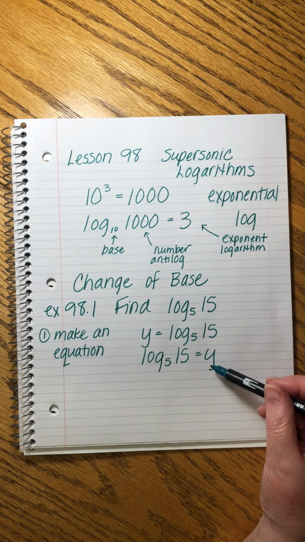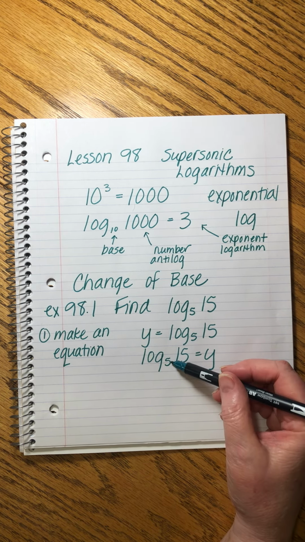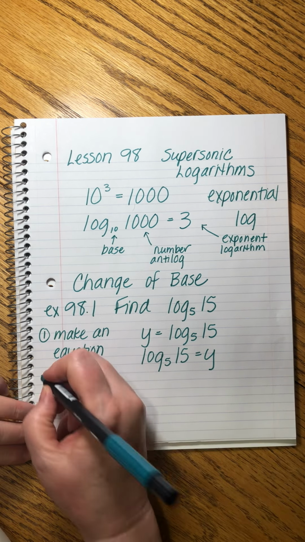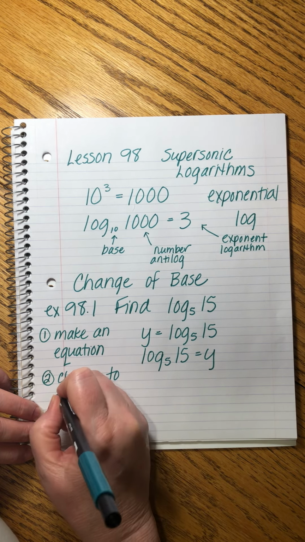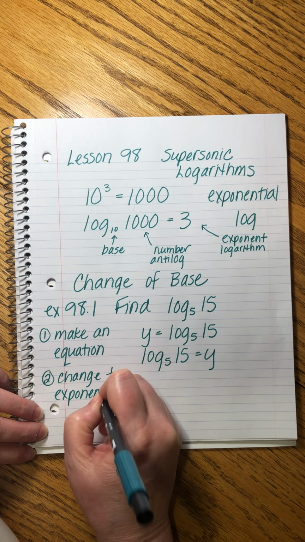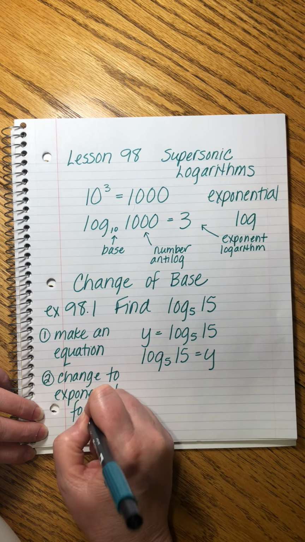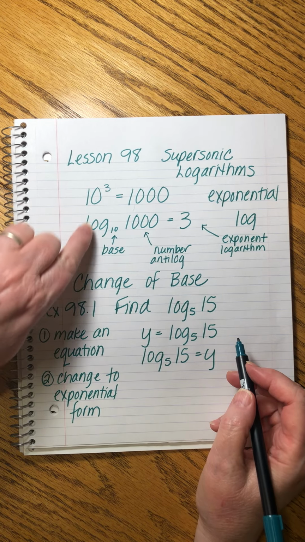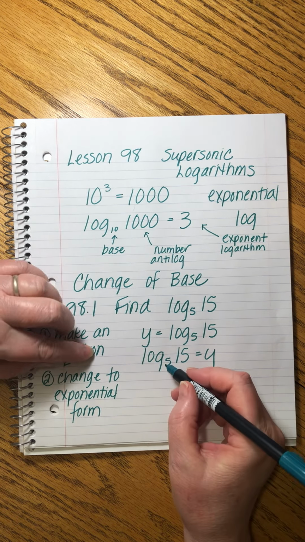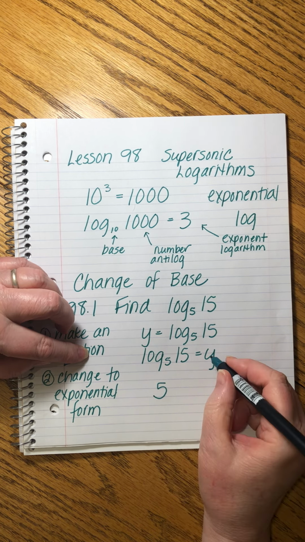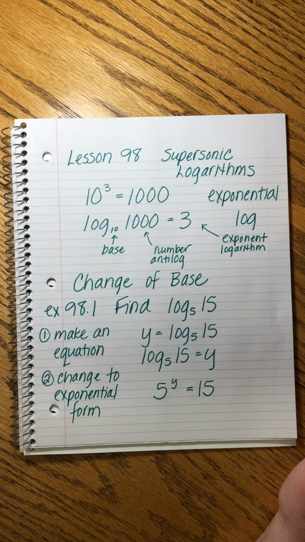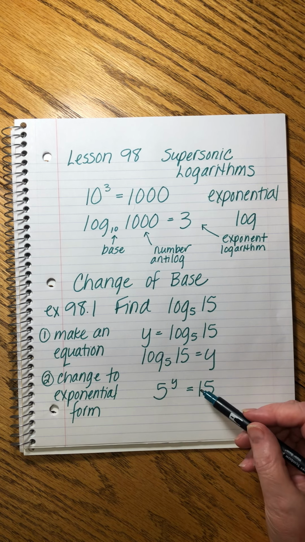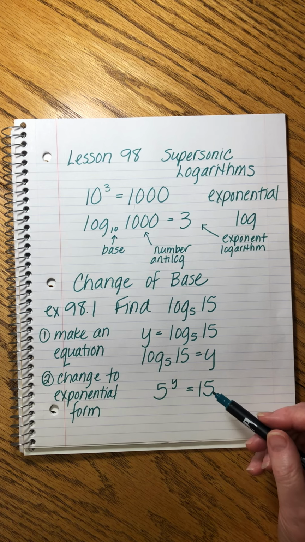It looks a little more like something we can handle, but we still don't have a base of 5. So what we do now is number 2, change to exponential form. Just like we can toggle back and forth between these two forms here, we can rewrite this. The base is 5, the exponent is y, and that equals the number. Oh, this is perfectly reasonable, right? Cool. Now we are getting closer to the answer, even though it might not look like it to you yet.